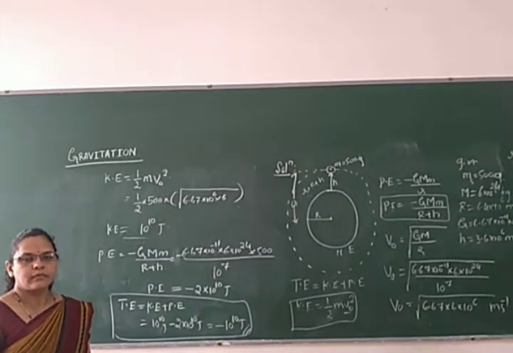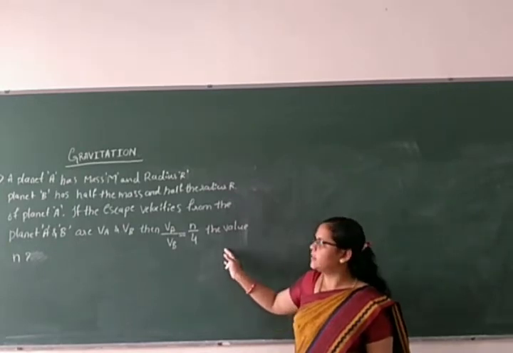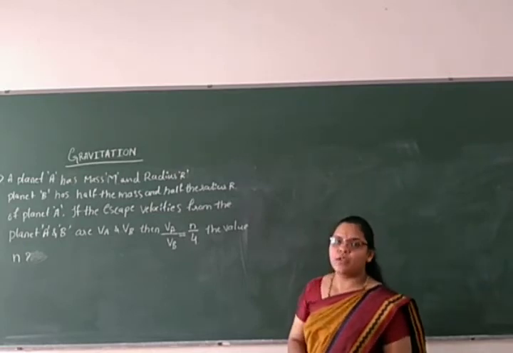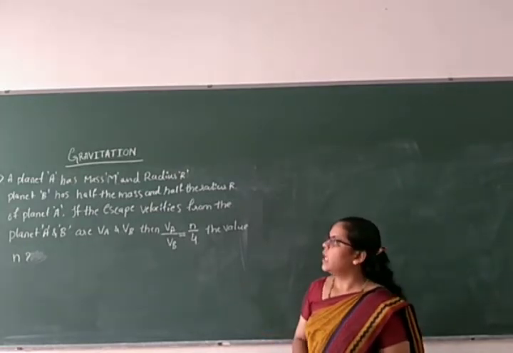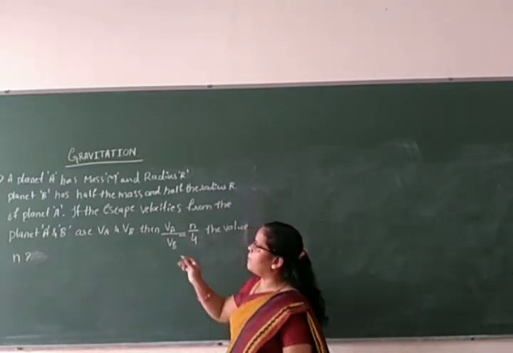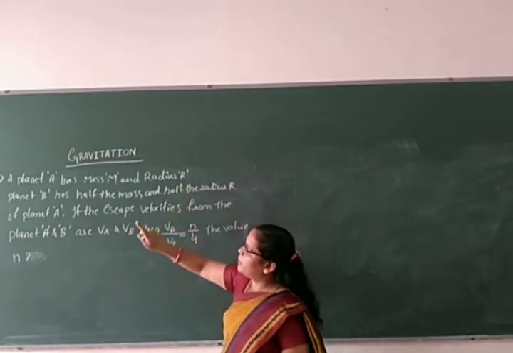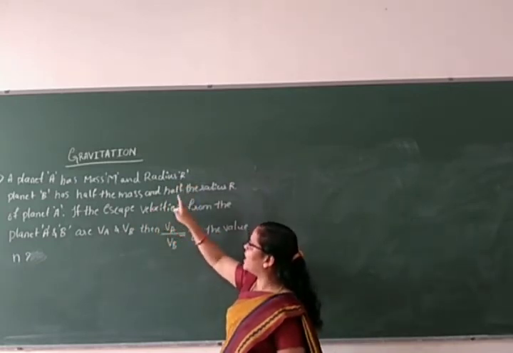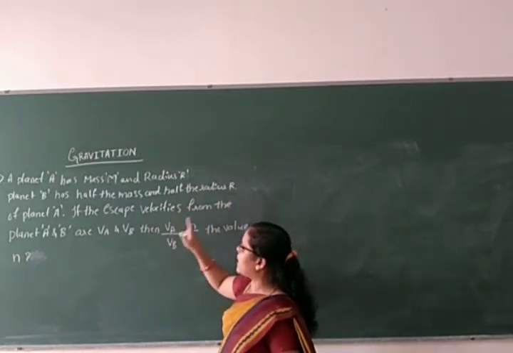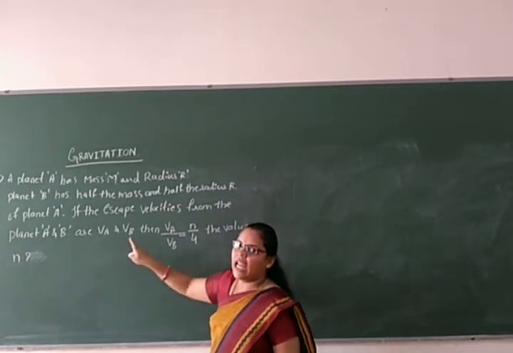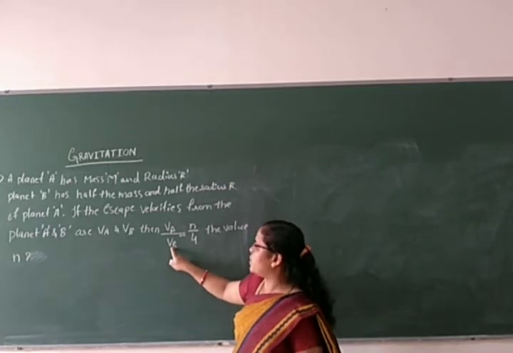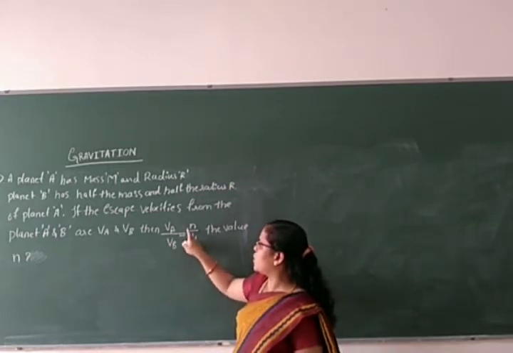earth. One more numerical problem here, that is nothing but one of the competitive questions it is. It is asked many times in the KCET exam also and the NEET exam also. So what is that problem? Let us know. A planet A has a mass m and the radius r. A planet B has half the mass and half the radius of planet A. If the escape velocities from the planets A and B are VA and VB here, then the ratio of the escape velocities of planets A and B respectively is equal to n by 4.